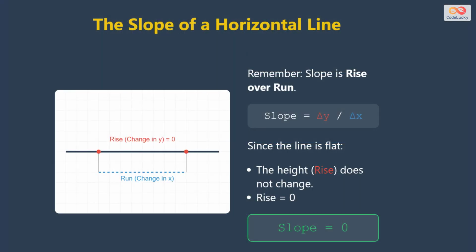Now, apply the definition of a derivative, the slope. Remember that slope is defined as rise over run, or the change in y divided by the change in x. Because our line is perfectly flat, the rise is 0. It doesn't go up or down at all. Therefore, 0 divided by any run is simply 0. The slope is 0.